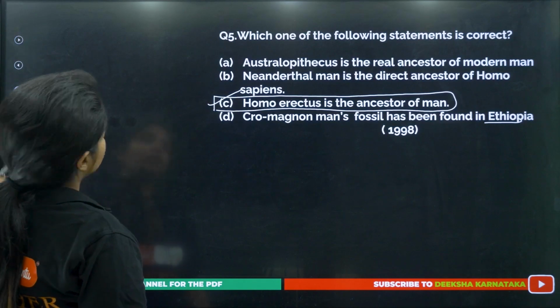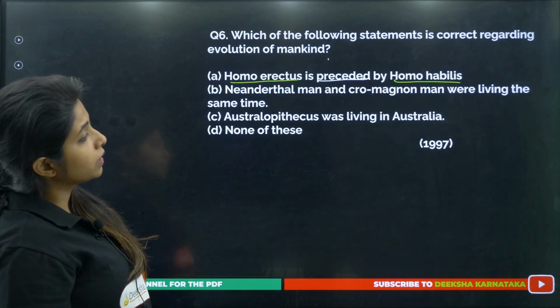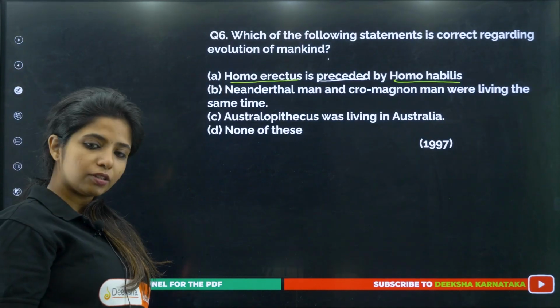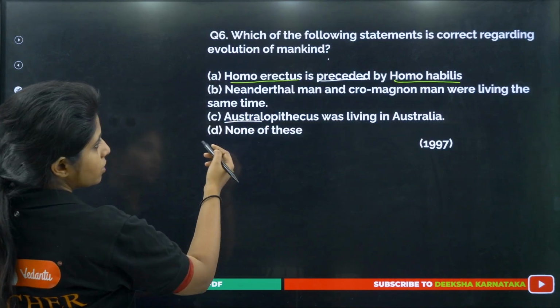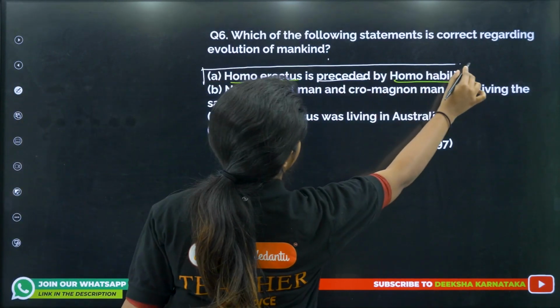Now, Australopithecus was living in Australia. No children, they were all living in Africa. Don't go with the name. Now, none of this is obviously wrong, so this becomes the correct answer.